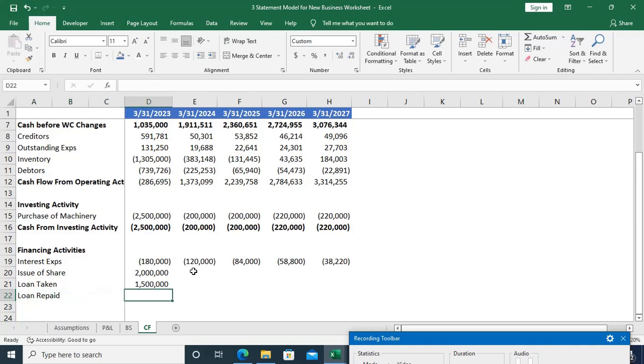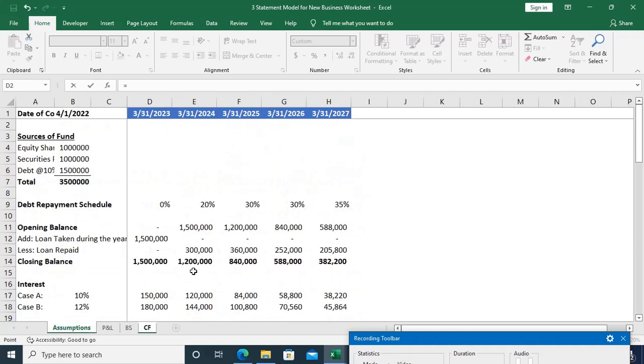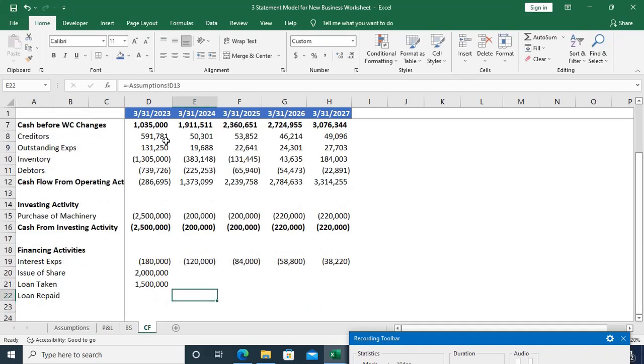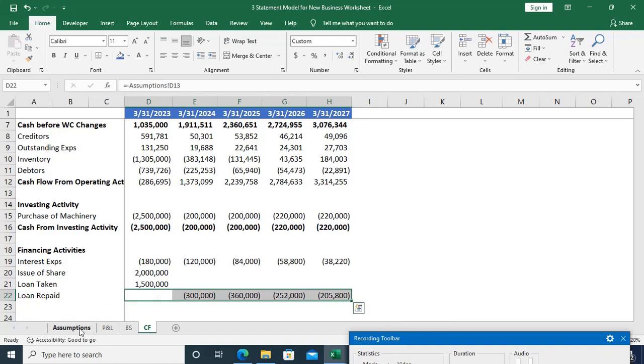Loans repaid. First year there was no repayment of loan. Debt schedule, debt repayment schedule, loan taken during the year, loan repaid. Here first year there was no repayment, so I can put a minus here because this is the cash outflow part, and I can do Control R for this thing.